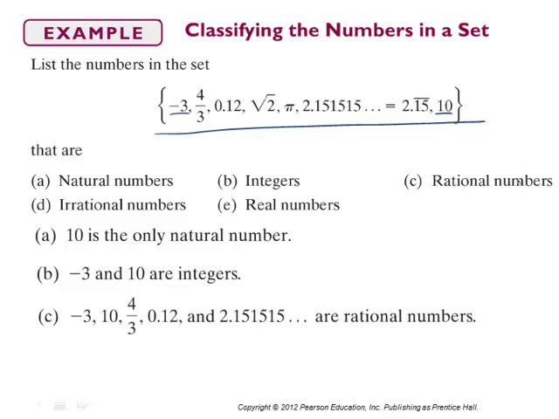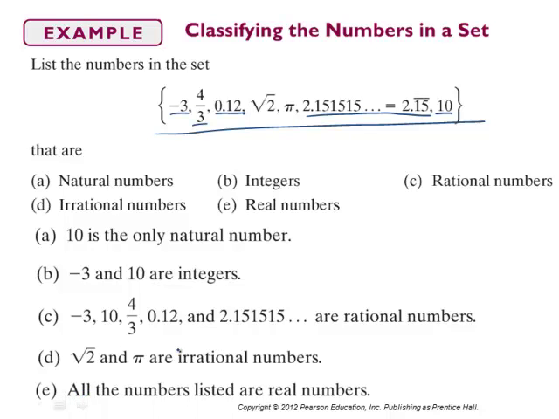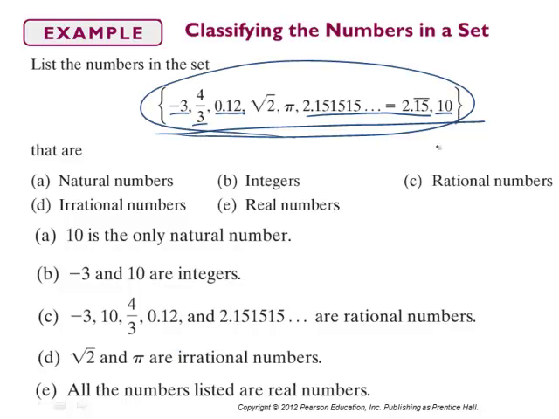And then part C, the rational numbers. Rational numbers are going to include all the integers together with fractions or numbers that are decimals, where the decimals either terminate, like 0.12, or they're repeating, like this number here. And then for part D, the square root of 2 and pi are irrational numbers, per our previous discussion. The real numbers are going to be all of these. All of these numbers are real numbers.